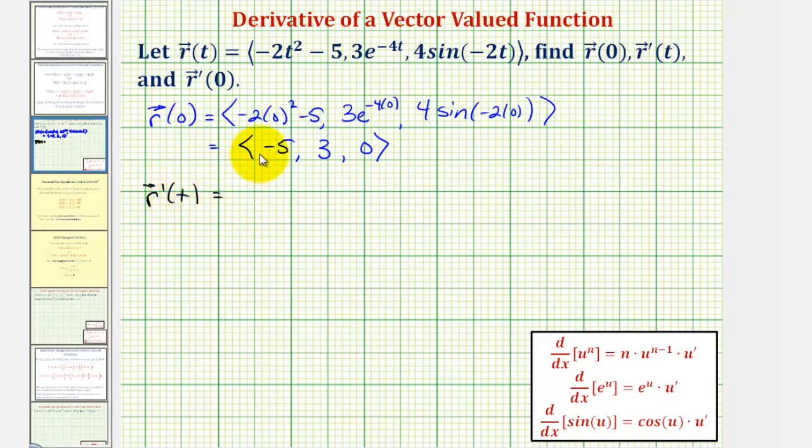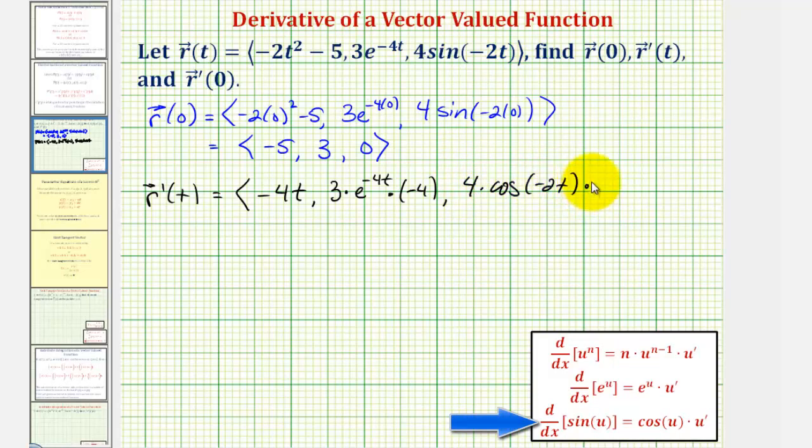So we'll find the derivative with respect to t of the x component, the y component, and the z component. So the derivative of negative 2t squared minus 5 with respect to t would be negative 4t. The derivative of 3e raised to the power of negative 4t would be 3 times e raised to the power of negative 4t times the derivative of negative 4t, which is negative 4. The z component would be the derivative of 4 sine of negative 2t, which would be 4 times cosine negative 2t times the derivative of negative 2t, which is negative 2.